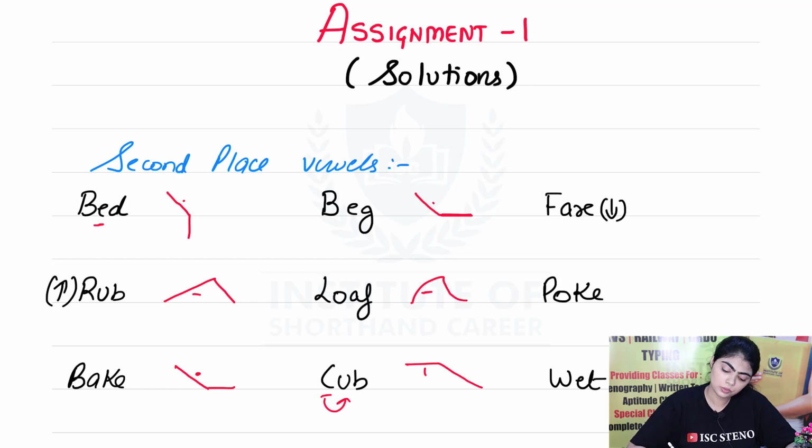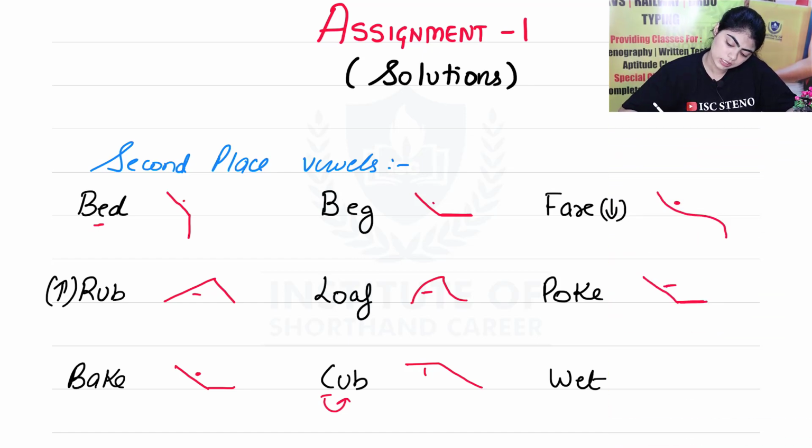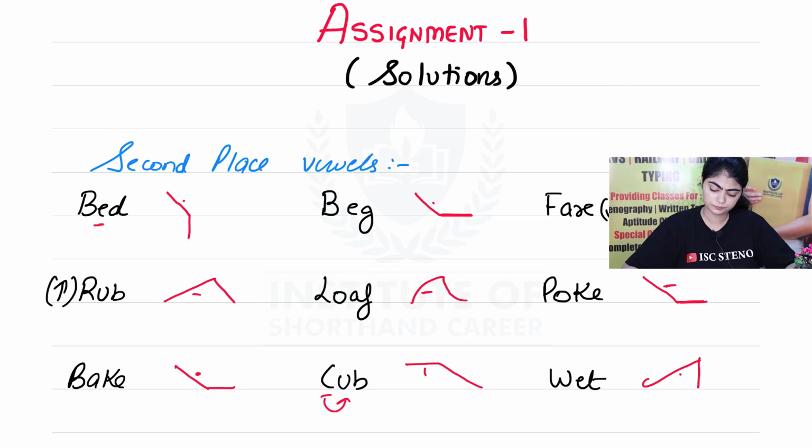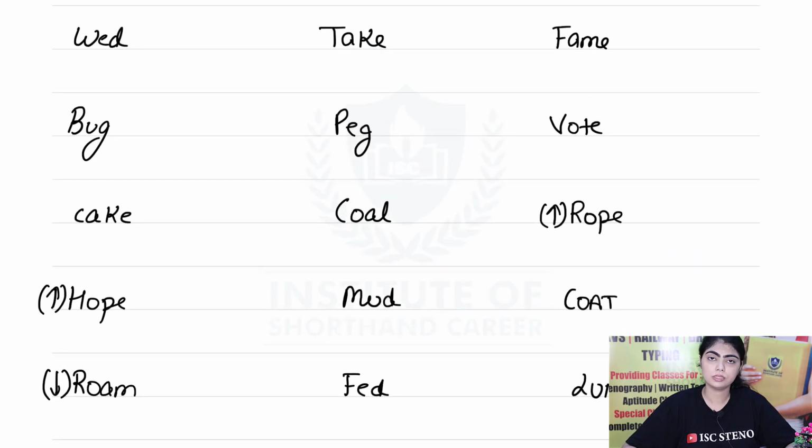Next is fair. In the word fair, you have to make a downward R, fe and downward R. And for A, a heavy dot, fair. Next is poke, P, O and K, Po, O and K, poke. After this is wet, W, E and T, wet. I hope this much is clear to you. Next is wed, where A and D, make a W, a light dot for E, and D, wed.